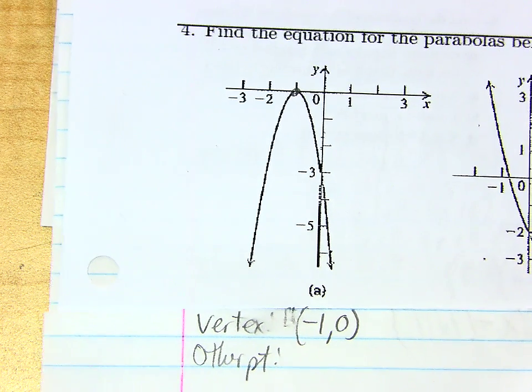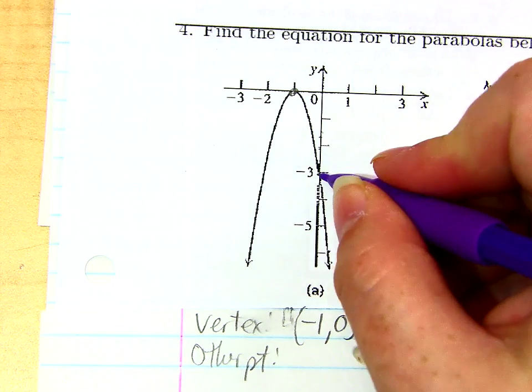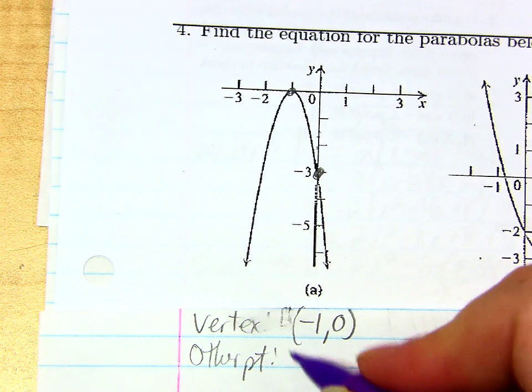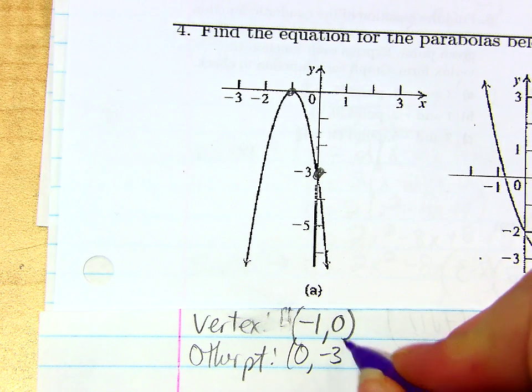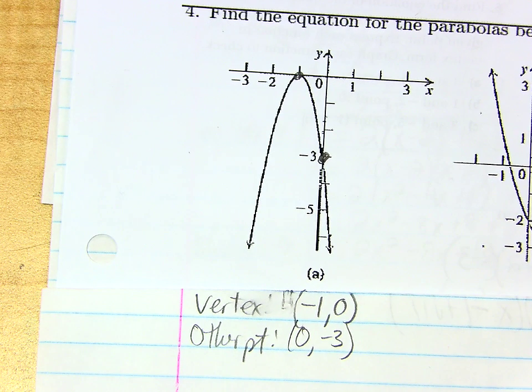They don't have another point highlighted, but isn't there another point that you know you can tell what it is from the graph? Yeah, this one right here, 0, negative 3. So if they don't come right out and put a dot and give you the ordered pair, just look for another one that you know crosses at a nice spot.